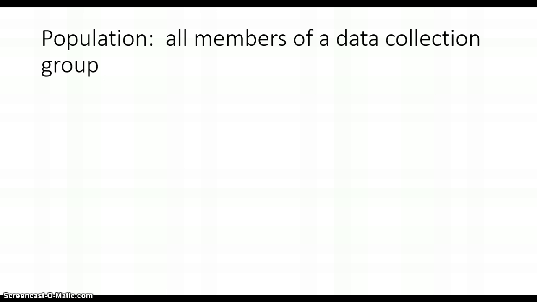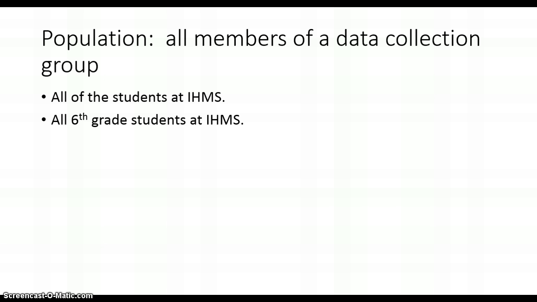Let's start with population. A population is all the members of a data collection group. Now this is going to change depending on what kind of information I want to collect. So a population could be all of the students at Indian Hill Middle School. Another example of a population could be all of the 6th grade students at Indian Hill Middle School.